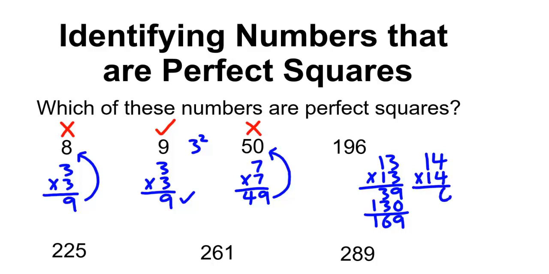4 times 4 is 16. 4 times 1 is 4, plus 1 is 5. 0. 1 times 4 is 4, and 1 times 1 is 1. Add them together. 56 plus 140 equals 196, which is the exact number. Therefore, 14 squared equals 196, and 196 will be a perfect square.